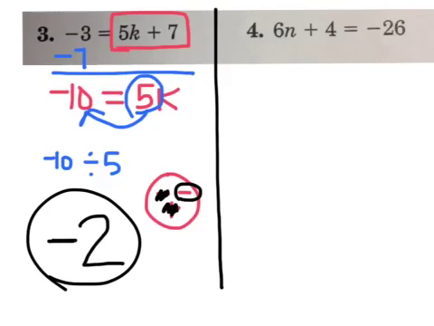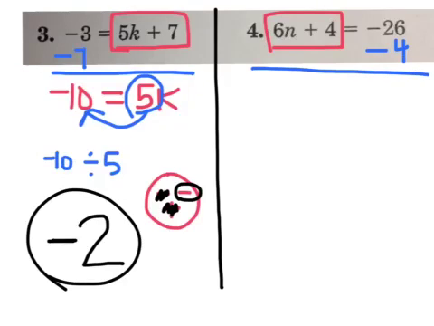Question number 4 says 6 times a number plus 4 is negative 26. So I'm going to focus on the question 6 times a number plus 4. Instead of doing plus 4, I'm working backwards. So the opposite of plus 4 is minus 4.